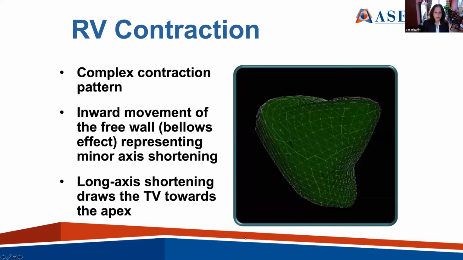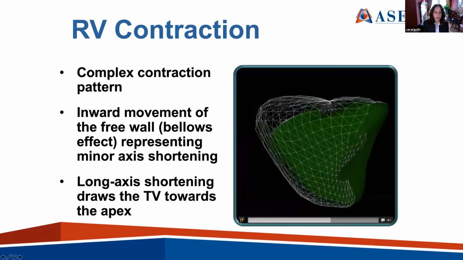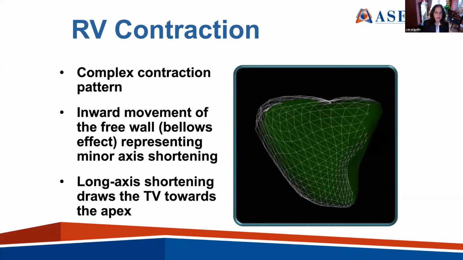The right ventricle is very complex in shape and has a very complex contraction pattern. This is well appreciated in the three-dimensional image on the right-hand side of your screen. The ventricle contracts by an inward motion of the free wall, like a bellows effect, and it represents minor axis shortening. The long axis shortening draws the tricuspid valve towards the apex. And this is, again, very different than the contraction pattern seen in the left ventricle.